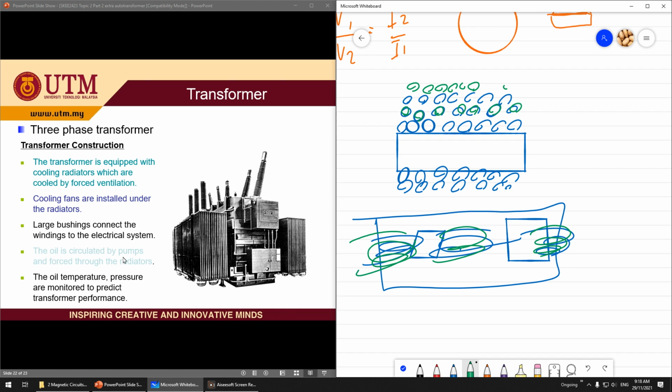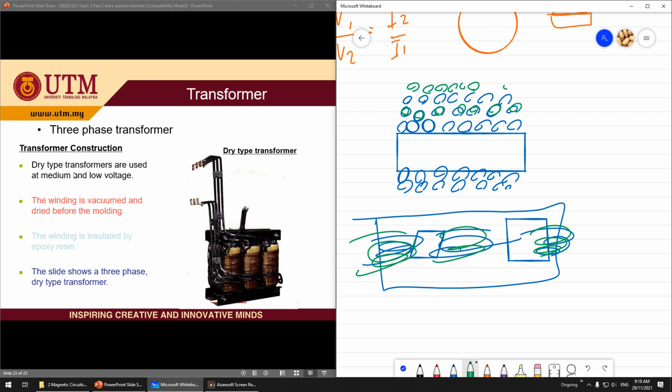And the oil circulates, this one was already repeated. Oil temperature and pressure are monitored to predict transformer performance. Usually they have a thermometer and pressure monitor system to ensure that the transformer is at the optimum state.